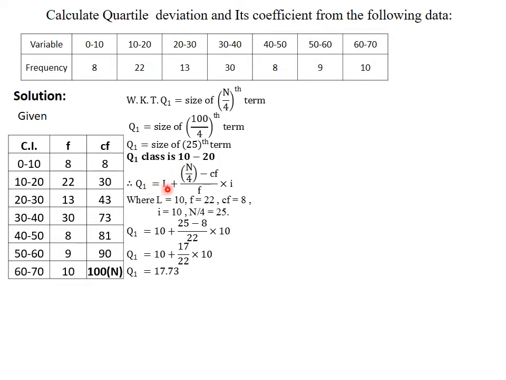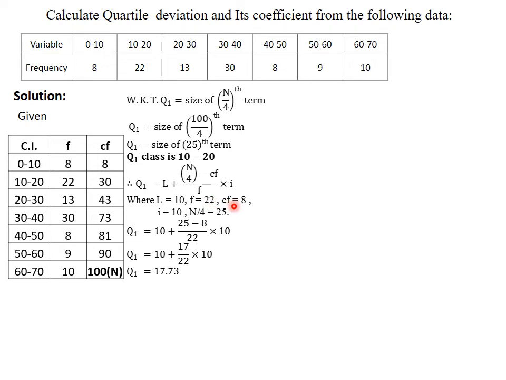So now Q1 is obtained with the help of this formula: L plus n by 4 minus CF, divided by F, into I. Where L is nothing but the lower limit of the Q1 class. So 10 to 20 is the Q1 class, therefore the lower limit is 10. So L is equal to 10. Then F is nothing but the frequency of the Q1 class. For 10 to 20 the frequency is 22. Therefore the value of F is equal to 22.